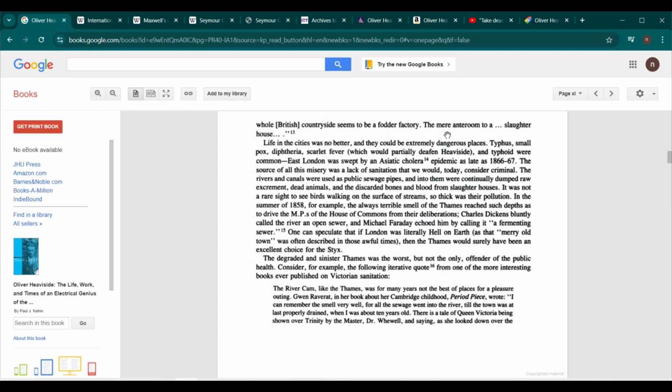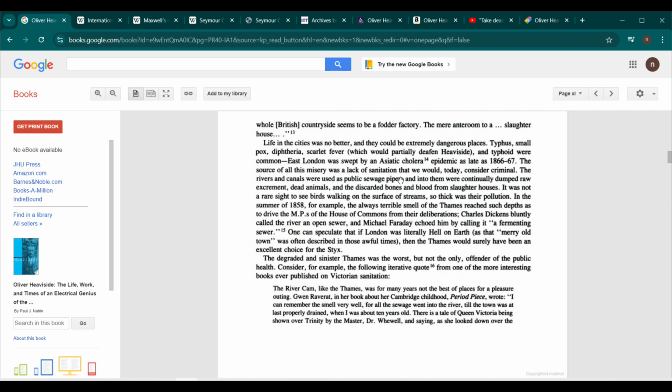Life in the cities was no better, and they could be extremely dangerous places. Typhus, smallpox, diphtheria, and typhoid were common. East London was swept by an Asiatic cholera epidemic as late as 1866 to 67. The source of all this misery was a lack of sanitation that we would today consider criminal.